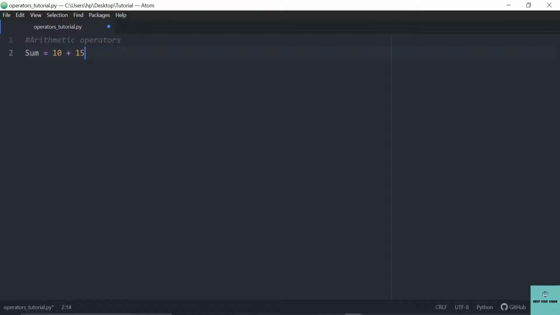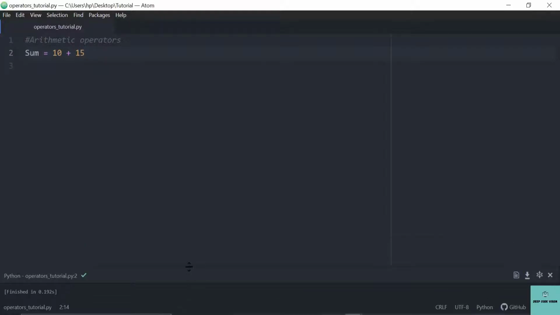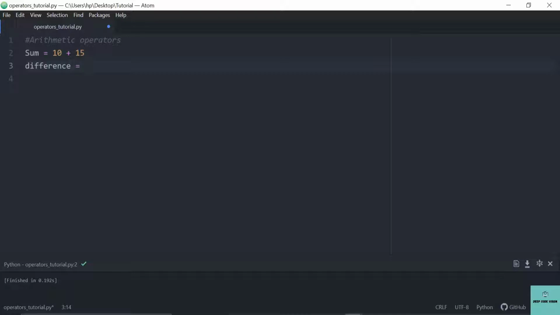So if I only write 10 plus and run the code, it will throw me an error. So it says invalid syntax. So that's a syntax error. Now if I add another operand, it will work perfectly. Now similar to addition operator, there is subtraction operator, which is 15 minus 10. Now if the first operand is greater than the second operand, it will throw a positive value, or it will throw a negative value. Either way we will get the difference.